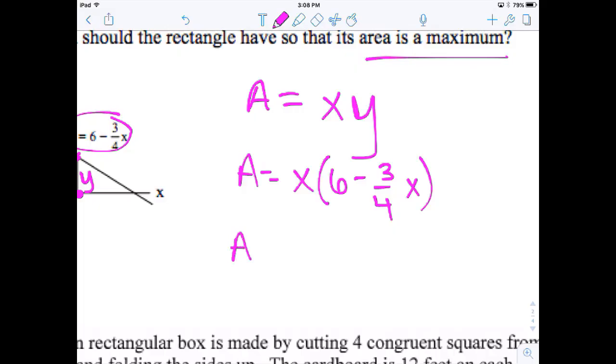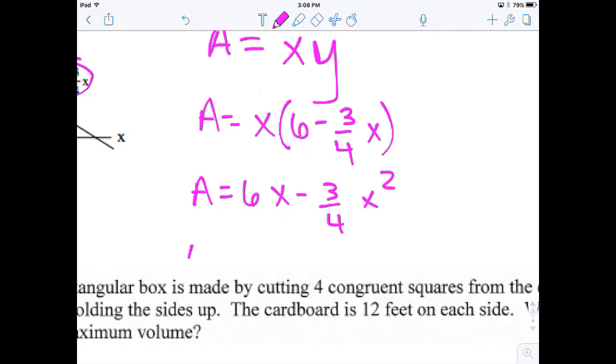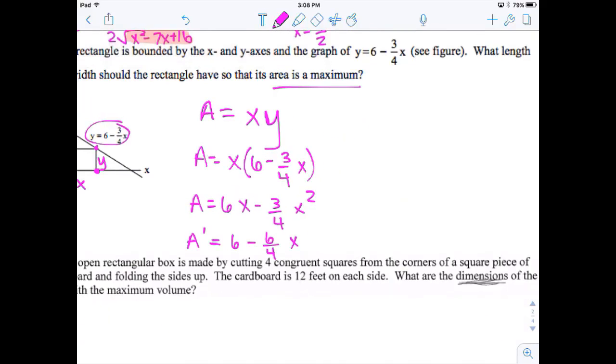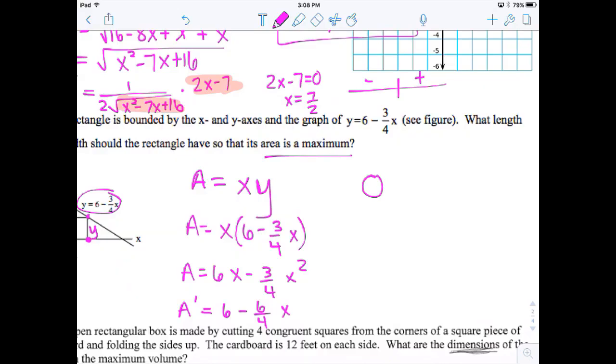So area equals 6x minus 3/4 x squared. And let's take a derivative of that. So A prime is 6 minus 6 over 4x, and set that equal to 0. So 0 equals 6 minus 3 over 2x. And then we could keep going and solve from there. So again, same idea is that you want to solve this. So multiply by 2/3.